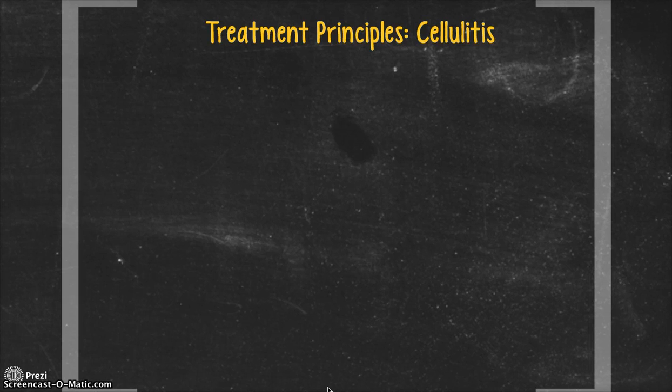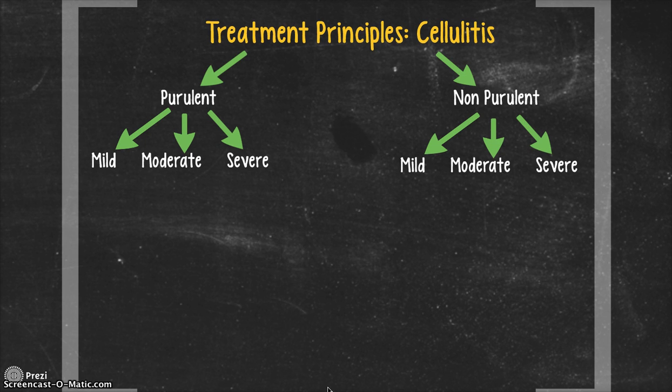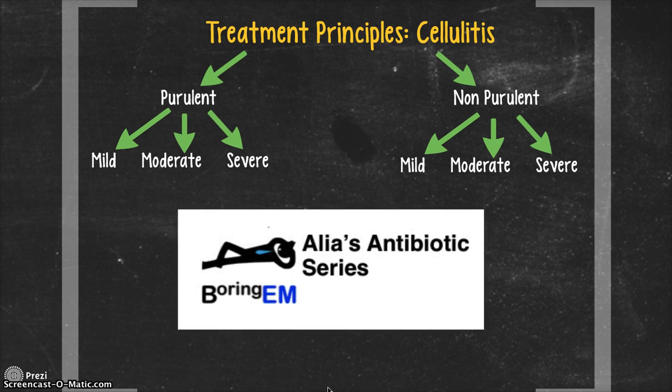With respect to treatment principles of cellulitis and skin and soft tissue infections, cellulitis can be grouped into cellulitis with abscess or purulence, or without abscess and purulence. Each of these groups are split into mild, moderate, and severe infections. The specific criteria and antibiotic treatment guidelines for outpatient management of skin and soft tissue infections are available on Boring EM as part of the Diabetic Foot Pocket Card, as well as the skin and soft tissue pocket cards.